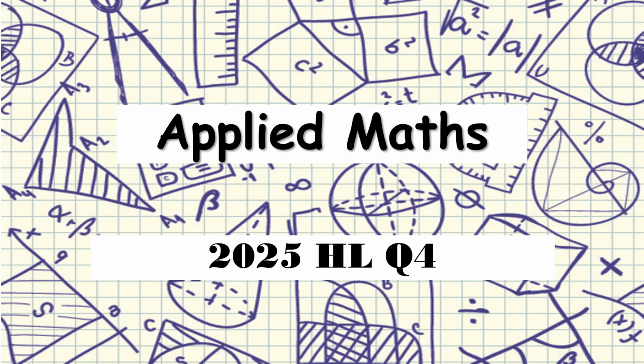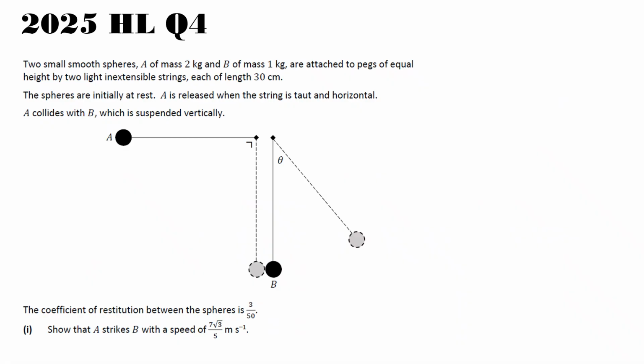So we're going to be looking at a little bit of collisions here, but it's going to be mostly some vertical circular motion. So two smooth spheres, A of mass 2 kg and B of mass 1 kg, are attached to pegs of equal height by two light inextensible strings, each of length 30 centimeters.